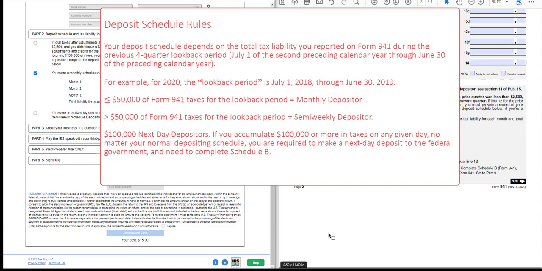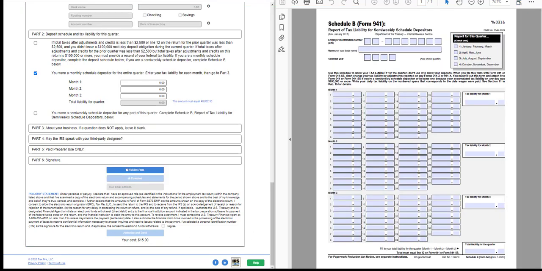If you reported $50,000 or less of Form 941 taxes for the look-back period, you're a monthly depositor. If you reported more than $50,000, you're a semi-weekly depositor. Tip: under these rules, new employers will always be monthly depositors for the first year, provided the $100,000 next day deposit rule isn't triggered.